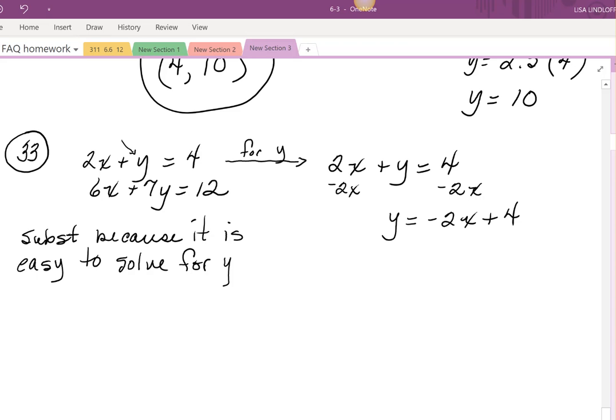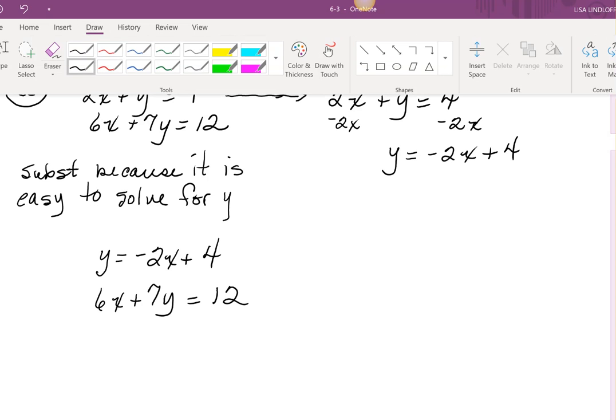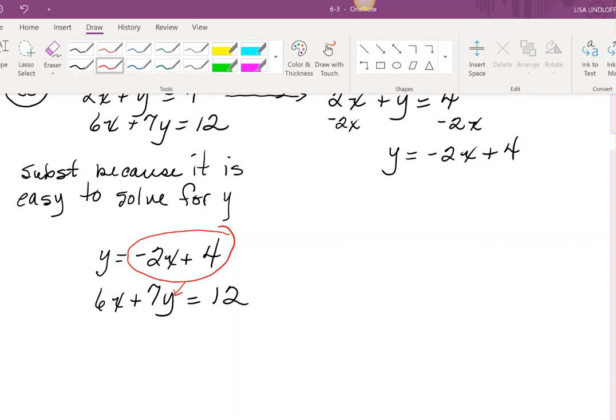So now the system has become, and you don't necessarily have to rewrite it, but the system has become y equals negative 2x plus 4. Easy process to make that happen. And 6x plus 7y is 12. I am going to take this as a value for y, and I'm going to plug it in the place of y.